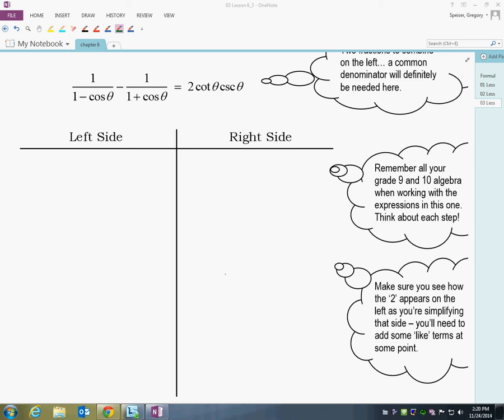Alright, let's see how you did on this question here. I'm going to choose to work on the left-hand side first. And when I'm looking at this left-hand side, in order to add these two fractions, the denominators are different. So I'm going to have to find the lowest common denominator. And there are no factors that are in common.